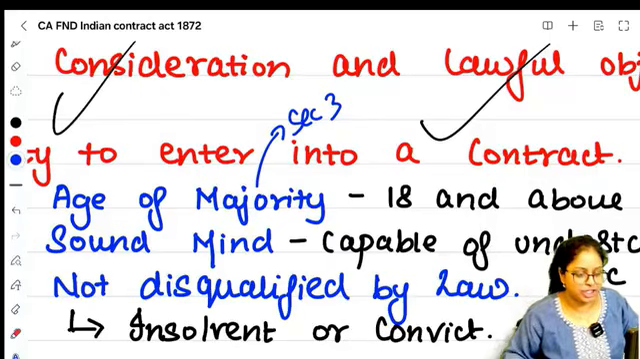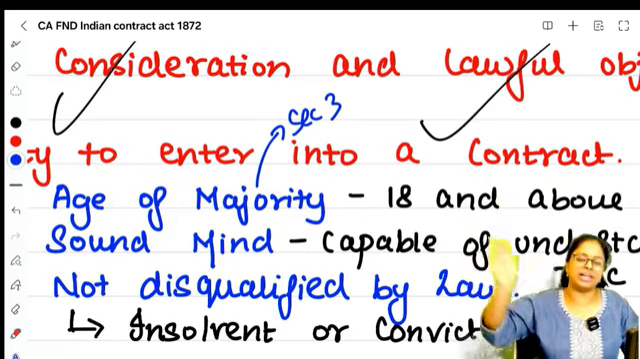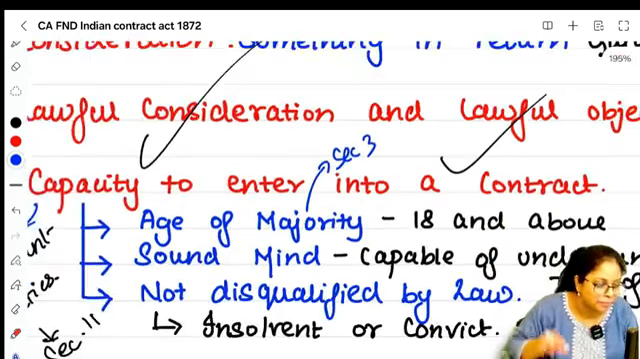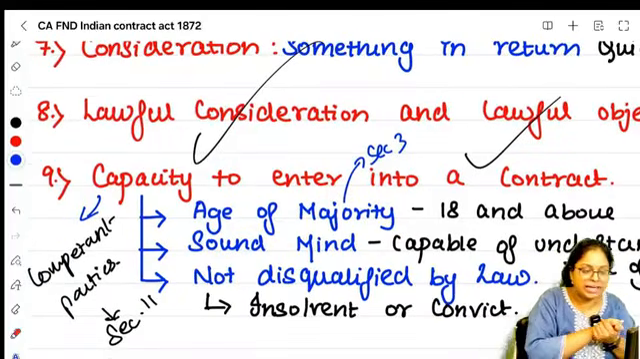Is it important to mention? No, it is not important to mention. Age of majority, Section 3 of the Indian Majorities Act, not that important. If you remember it, great, otherwise also it is okay. Is it clear? But you have to remember section 11, which is capacity to enter into a contract.